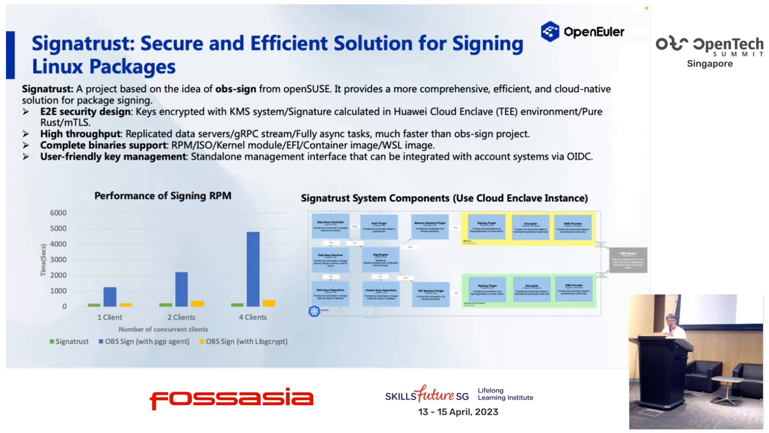The second improvement is high throughput. With our design, the data servers can be simply replicated. We also use gRPC streams, and because the whole client and server is an async task, it's much better than the OBS sign project. You can take a look at these pictures. Whether configured with the PGP agent or compared with PGP libraries, we got much better performance when compared to OBS sign.